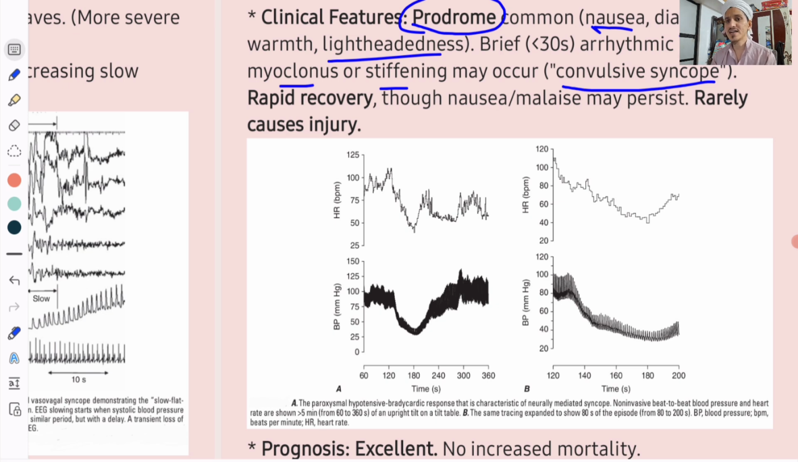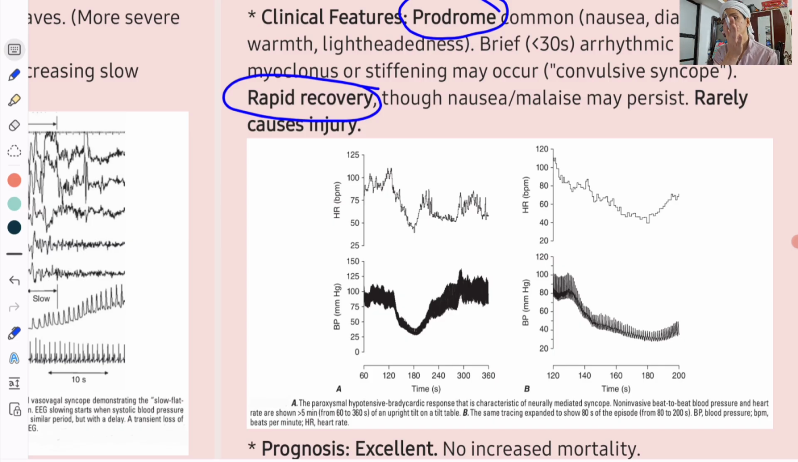If that occurs, it is called convulsive syncope. Okay, for less than 30 seconds. So just remember, 99% of the time there will be no myoclonic activity, but if it is there, then it is called convulsive syncope. It will last for less than 30 seconds. So the differentiating features: there will be a prodrome, and there will be rapid recovery. Within seconds the patient will wake up, because when the patient falls, the venous return to the heart will increase, and cardiac output will be corrected, and that will increase the BP. So there will be a prodrome, rapid recovery, and it rarely causes injury.